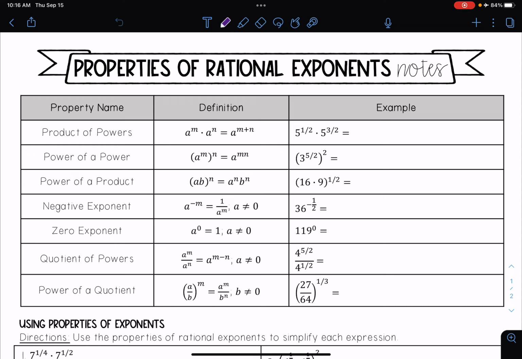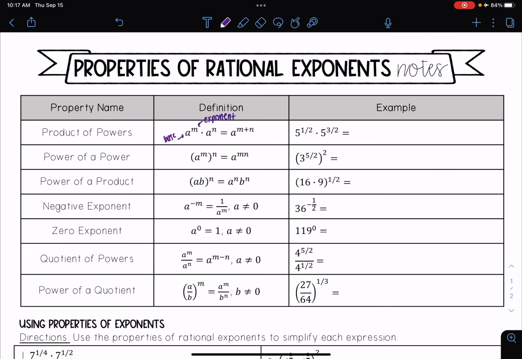to the n is going to be equal to a to the m plus n. So when I am multiplying two things that have the same base, then I just add the exponents. And if you recall, just for a little bit of vocabulary, if I have a to the m, my a here is called my base, and m is my exponent.